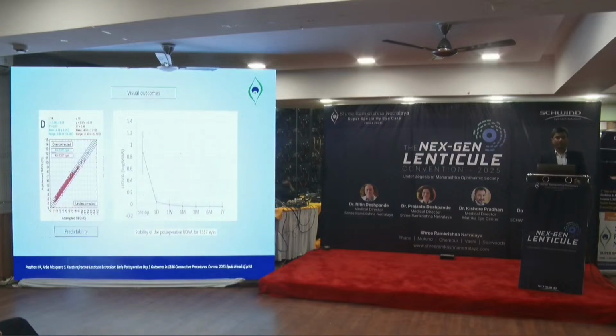Next, the predictability: how is the surgery outcome? This is a scatter plot and regression analysis of the refractive change attempted and the refractive outcome achieved at 1 month and 1 year, and the results are falling within the line of best fit, and 98% of the patients are having the refractive outcome within 0.75 diopter.